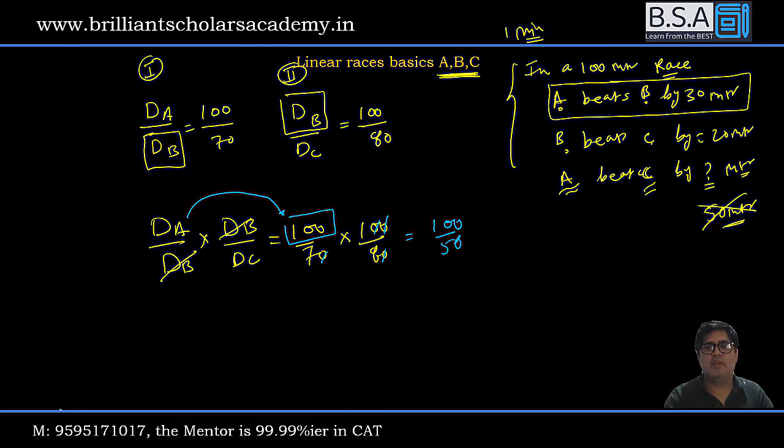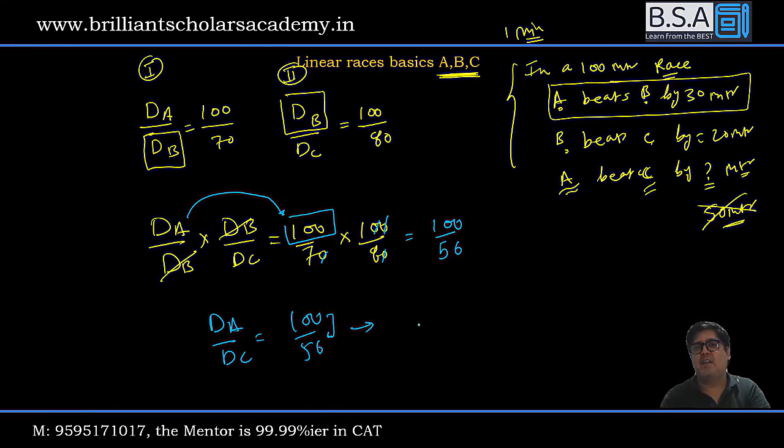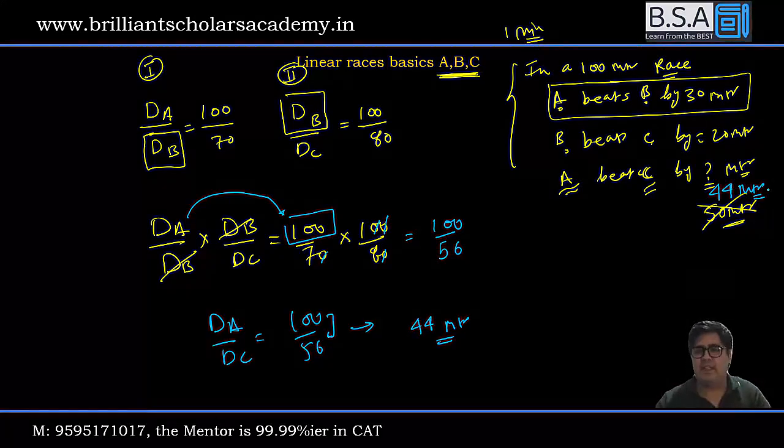56. What this means is, the meaning of this ratio is the amount of time in which A completes 100 meters, C will complete 56 meters. So what is the gap? 44 meters. So A will beat C by 44 meters. A will beat C by 44 meters.